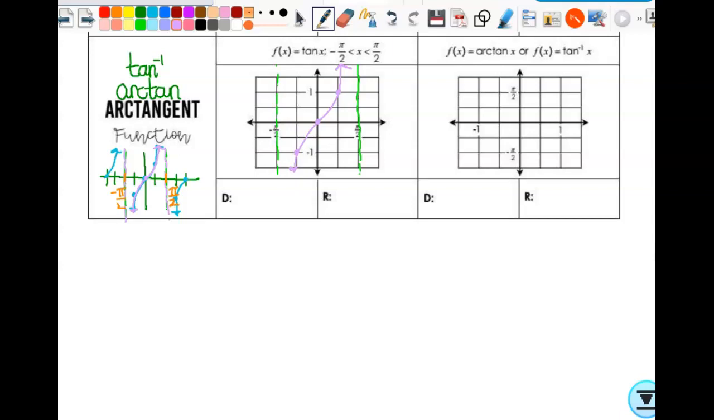Our domain was given to us, negative pi halves to pi halves. Do I include them this time? No. They were brackets for sine and cosine, but at negative pi halves and pi halves I have asymptotes, so they're still important, but they're open. Okay. All right. So then my range, what's the range of this? Very good. Negative infinity to infinity.